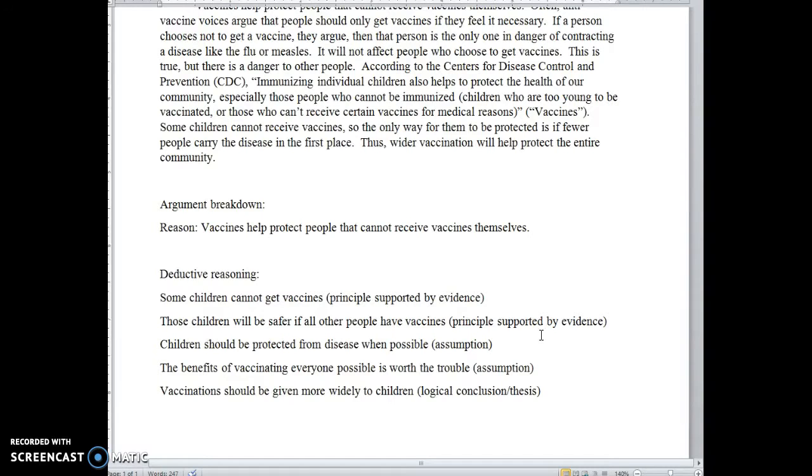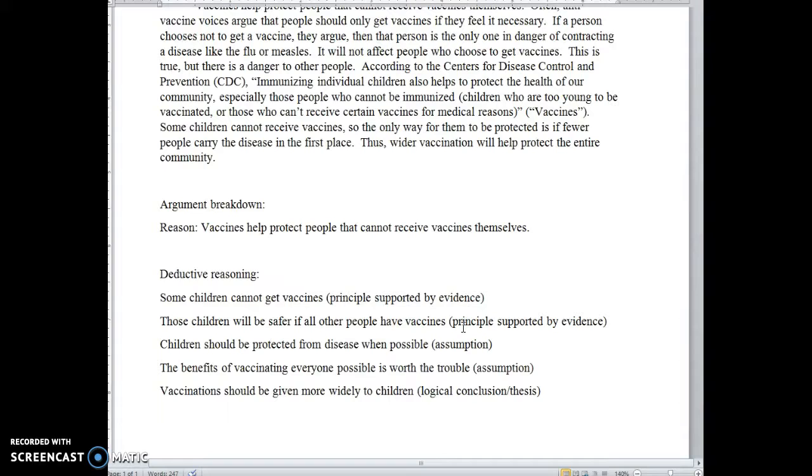Now, I go to the next principle supported by evidence: that those children will be safer if all other people have vaccines. An assumption that I'm making is that children should be protected from disease when possible. Most people would agree with this, so it's okay to make that as an assumption. I don't need evidence for that. And then I also make another assumption, that the benefits of vaccinating everyone possible is worth the trouble. Some people may not agree with that, so I need to decide if I need evidence for that.